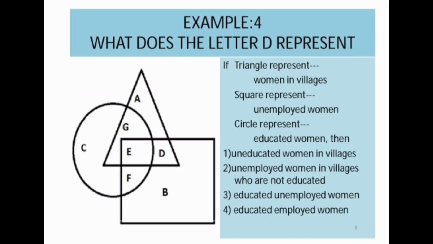So, coming to example 4, what does the letter D represent? According to the diagram, triangle represents women in villages, square represents unemployed women, circle represents educated women.